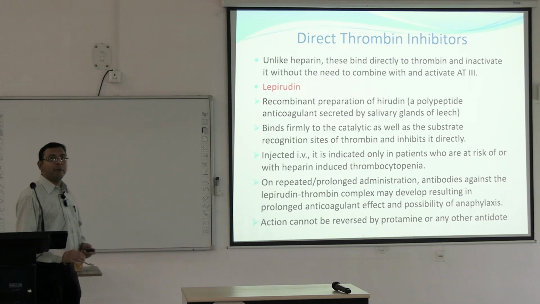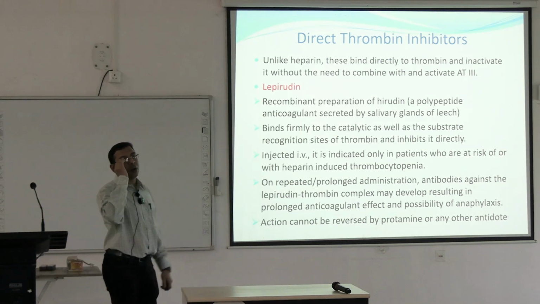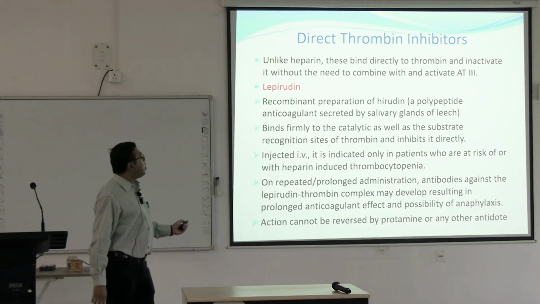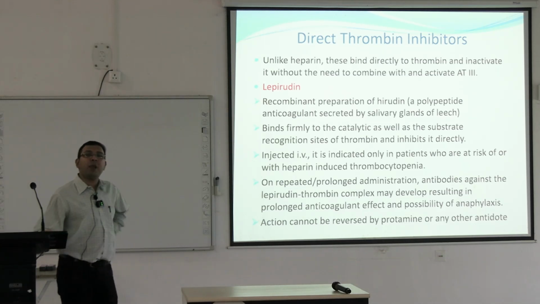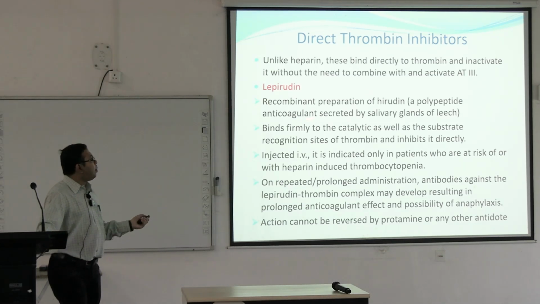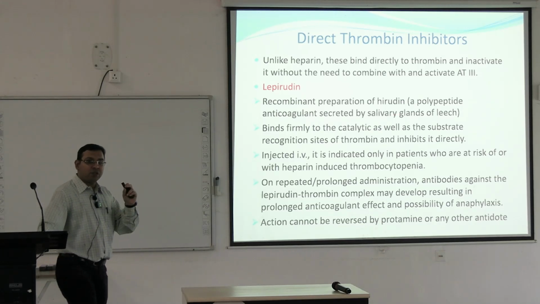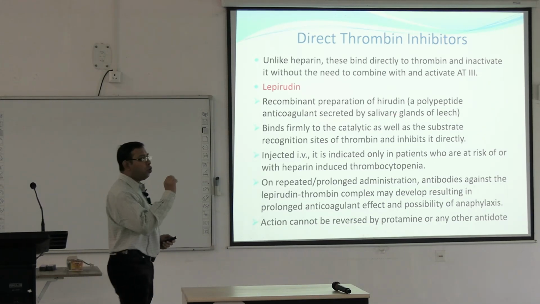So lepirudin is the first one, prototype direct thrombin inhibitor. Lepirudin is a recombinant preparation of hirudin. So hirudin, you know, hirudin is obtained from the leech. A polypeptide anticoagulant secreted by the salivary gland of the leech. Leech's salivary gland carries hirudin.